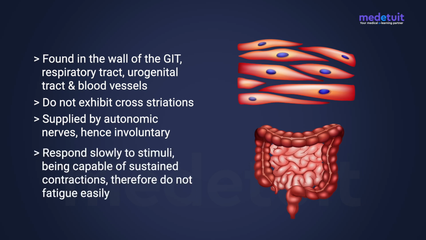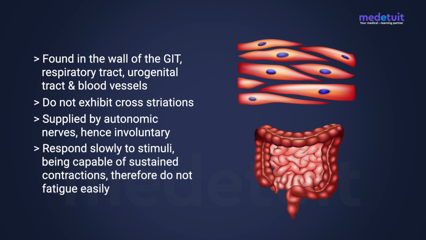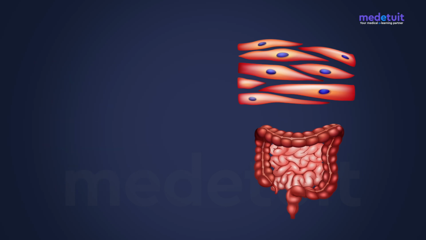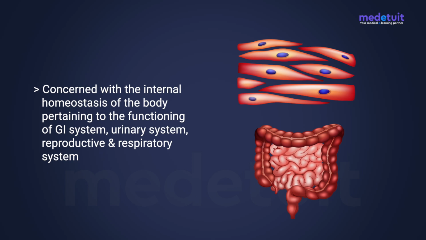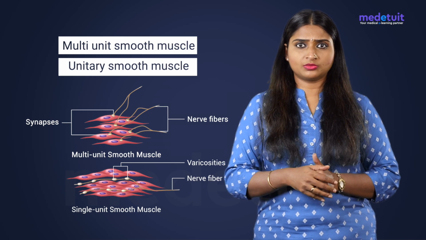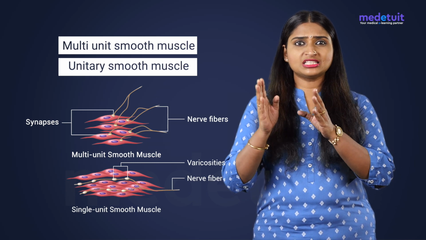These muscles respond slowly to stimuli, being capable of sustained contractions, therefore do not fatigue easily. Smooth muscles are concerned with the internal homeostasis of the body pertaining to the functioning of wherever they are present, like the GI system, urinary system, reproductive and respiratory system. For attaining these kinds of functions, there are 2 types of smooth muscles. One is multi-unit smooth muscle and the other one is the unitary smooth muscle.